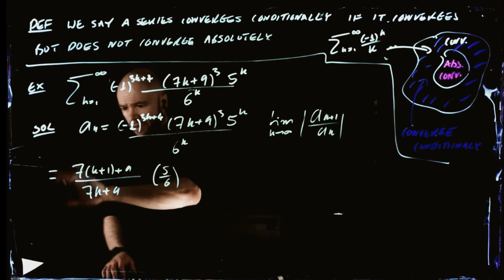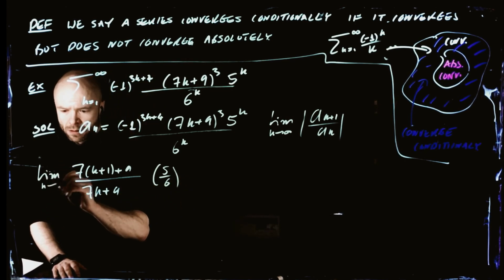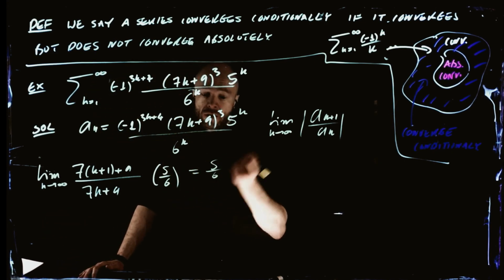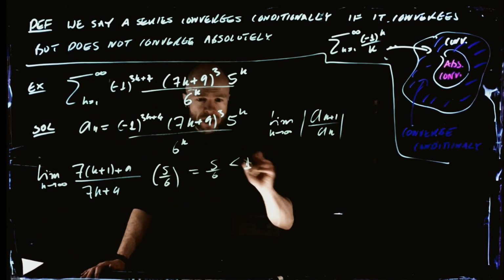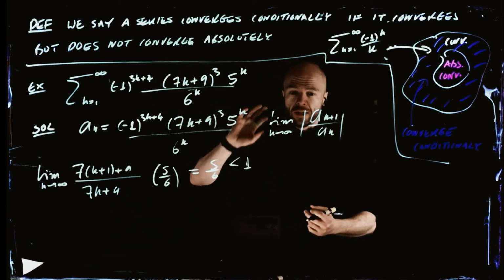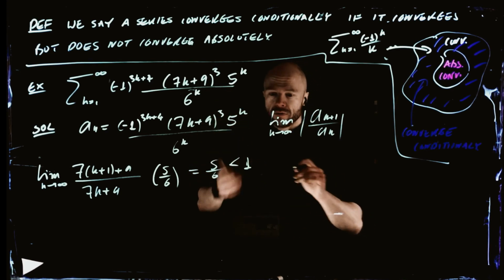I need to put the limit signs in. And then, as you see, this is just 5 over 6. So therefore, this thing is less than 1, converges by the ratio test. And indeed, our intuition that this is basically the absolute value of these terms basically gives us the series 5 over 6 to the k is true, so converges.